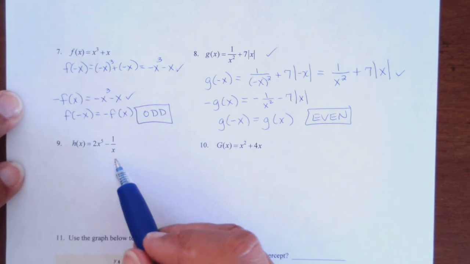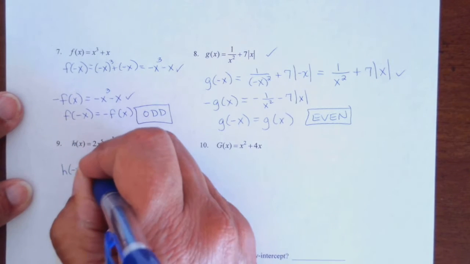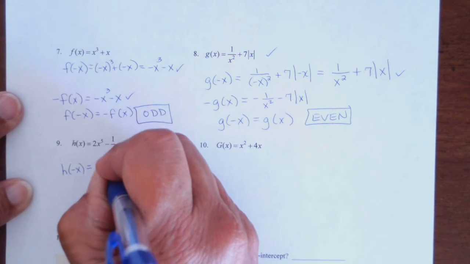All right, let's look at number 9. Let's take h of negative x first. That's replacing all the x's with a negative x.